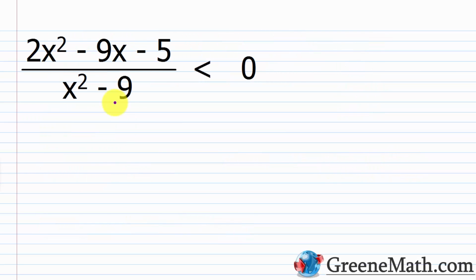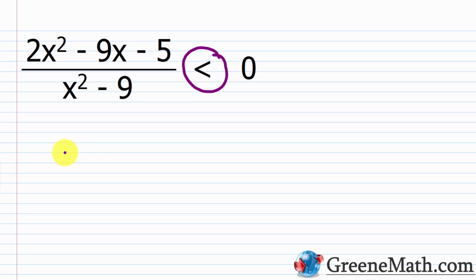All right, let's take a look at another one. So we have 2x squared minus 9x minus 5 over x squared minus 9, and this is less than 0. So because we have a strict inequality here, none of the endpoints are going to be solutions, okay? Because it's strictly less than. So what I want to do here, since I have a rational expression on one side and 0 on the other, I can move into the second step, which is just to set the numerator equal to 0 and solve, and the denominator equal to 0 and solve.